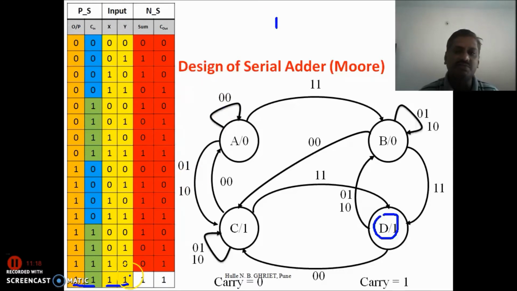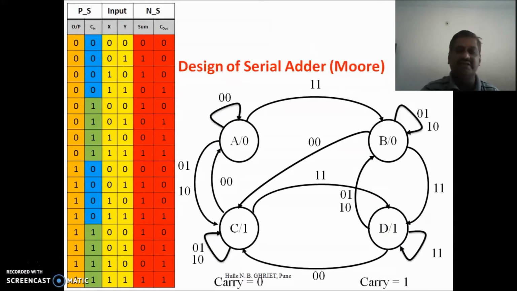What is x and what is y? X is 1, and y is also 1. How much is the sum? Sum is 1. How much is the carry? Carry is also 1. The sum is 1 and carry is 1, means 1 1, and 1 1 is nothing but sum is 1. Look at this, sum is 1 and carry is 1, means we will remain in the D state itself. That is nothing but, for the final case, we will remain in the D state itself.